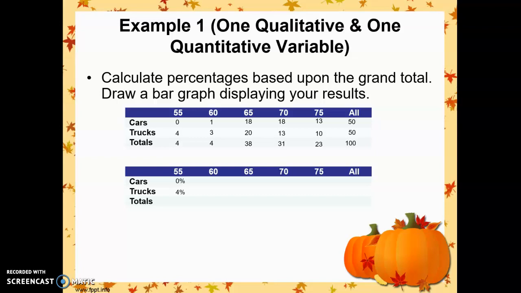And the total number of cars and trucks that had a maximum speed limit of 55 was 4, and 4 out of the grand total 100 is 4%. Same thing with 60 miles an hour. 1 car out of 100 is 1%. 3 trucks out of 100 is 3%, and so on, for all other maximum speed limits. So these are our percentages based upon the grand total number of cars and trucks represented in our data set.